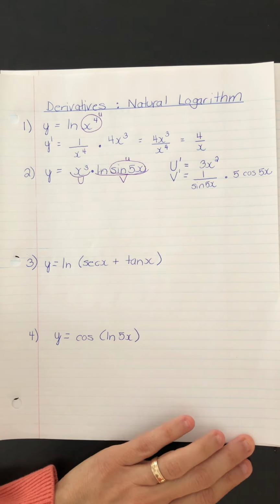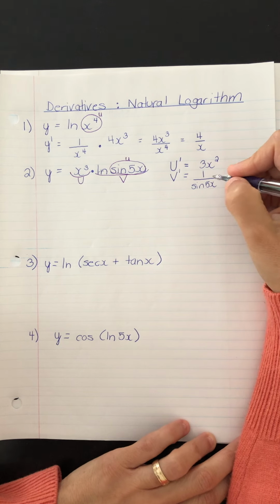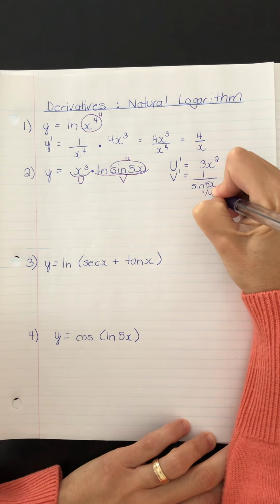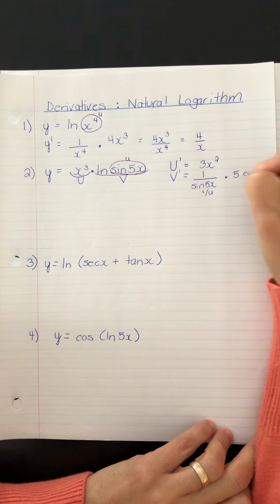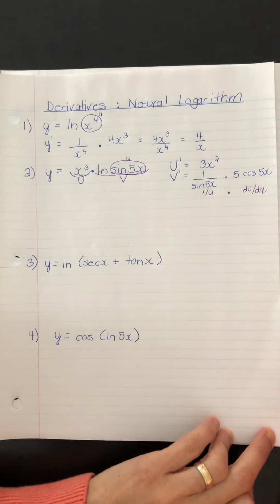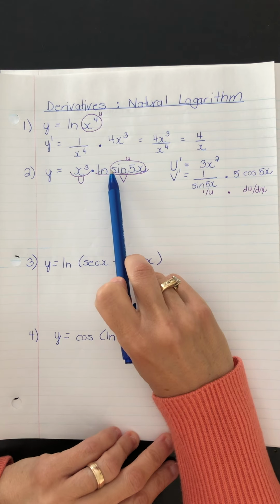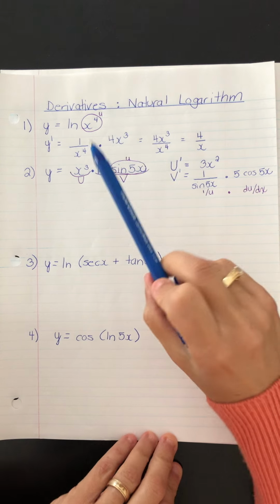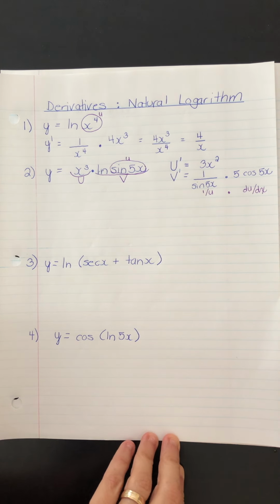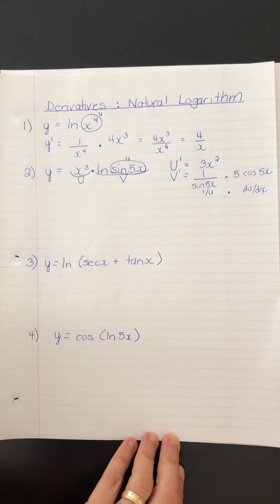Okay, so once again, two parts. One part right here corresponds to 1 over little u. And this part right here corresponds to the derivative of little u with respect to x. And those two things are multiplied together. 1 over u times the derivative of little u. And again, little u is the sine of 5x because we had a ln u function. Okay, so we're going to use the product rule now.